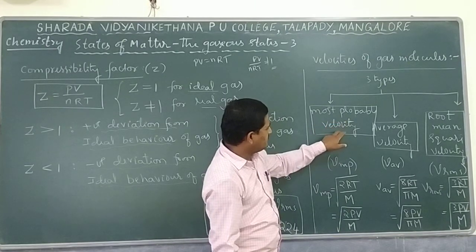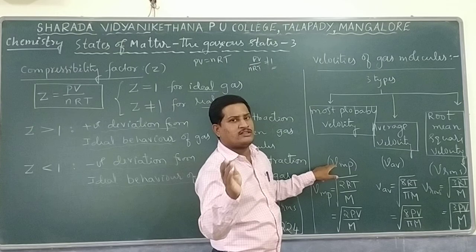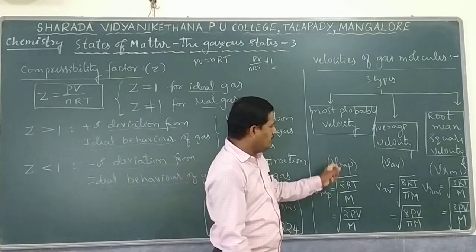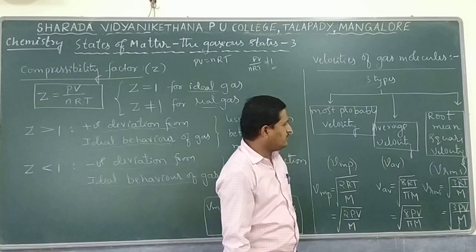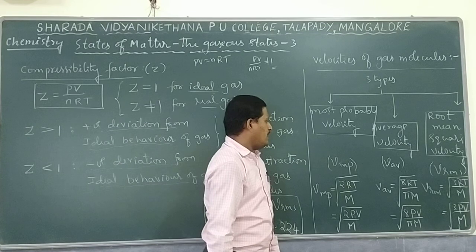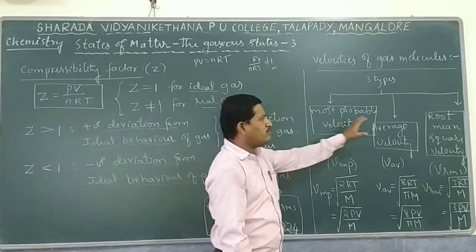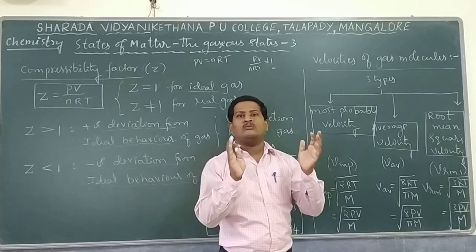Most probable velocity is symbolically represented as Vmp. V stands for velocity, m for most, p for probable. Vmp, most probable velocity. Vav is nothing but average velocity. Vrms is nothing but root mean square velocity. And what is the meaning of this? Most probable is nothing but the maximum extent the molecules will move with one velocity.